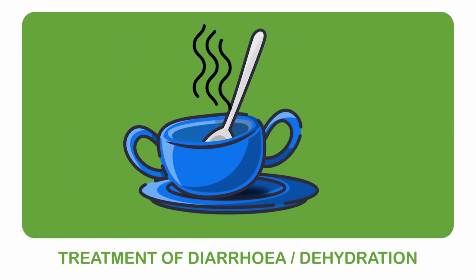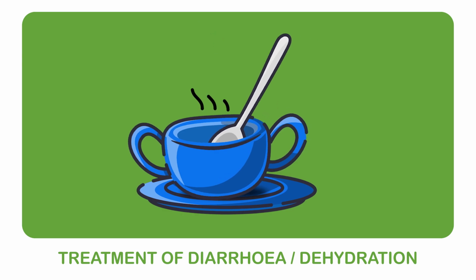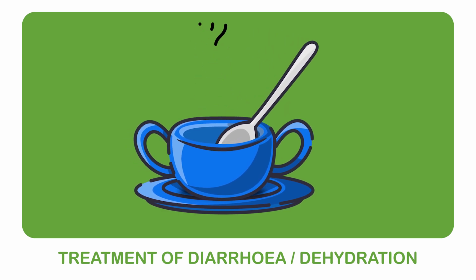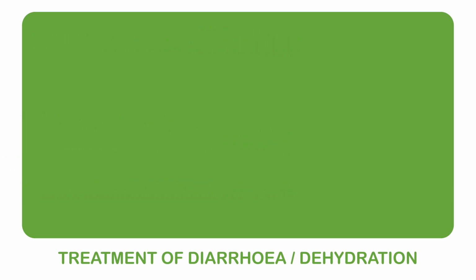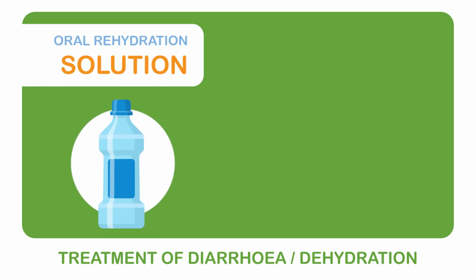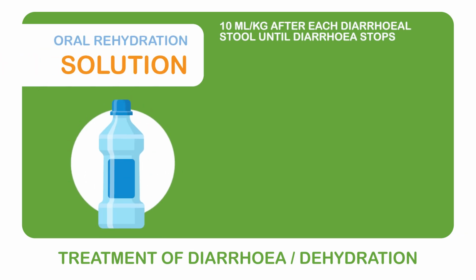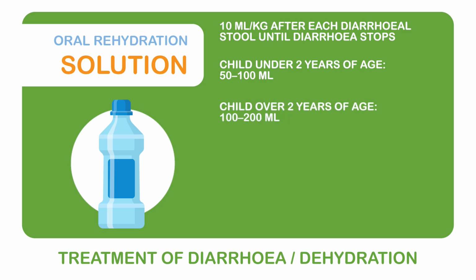According to Plan A classification, the caregiver needs to give ORS with a cup and spoon using frequent small sips. Encourage the caregiver to give ORS orally, 10 ml per kilogram after each diarrheal stool until the diarrhea stops. Children under 2 years of age, 50 to 100 ml. Children over 2 years of age, 100 to 200 ml.